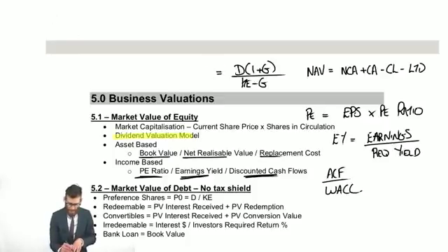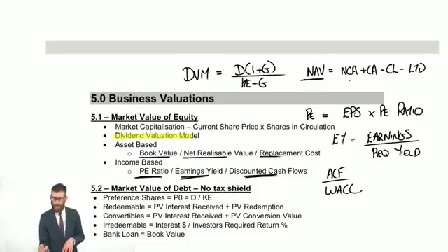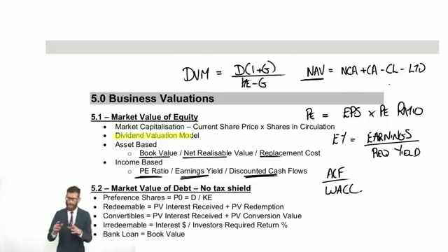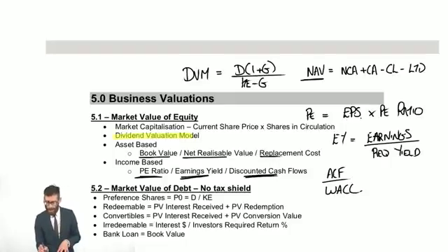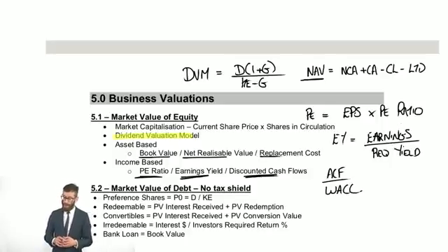For the dividend valuation model, the dividend multiplied by 1 plus growth divided by cost of equity minus growth. The net asset value is non-current assets plus current assets minus current liabilities minus long-term debt. The price earnings ratio is simply the earnings per share or the total earnings times the P/E ratio. The earnings yield is the earnings divided by the required yield, and the discounted cash flow is the annual cash flow divided by the WACC.